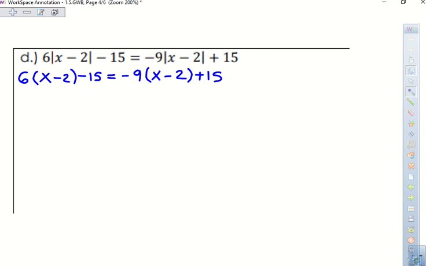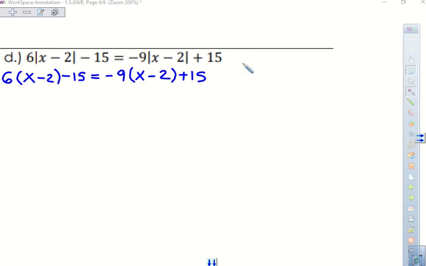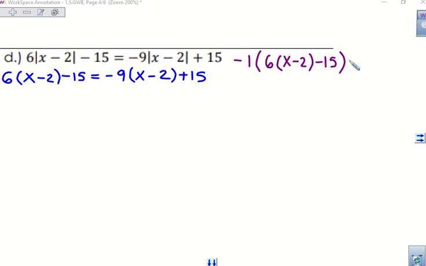Now the second version is a little tricky on this one, and you have to be really careful about it. You have to negate one side completely. So when I negate one side, I literally have to do negative 1 times 6 times (x plus 1) minus 15 equals negative 9 times (x minus 2) plus 15. Okay?